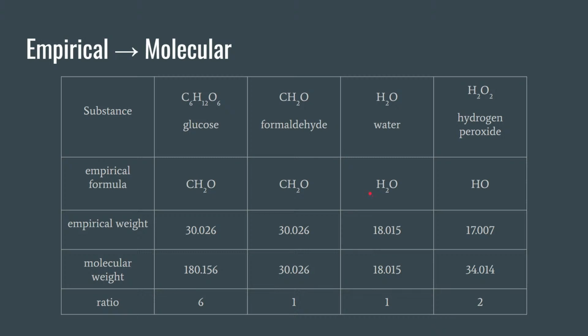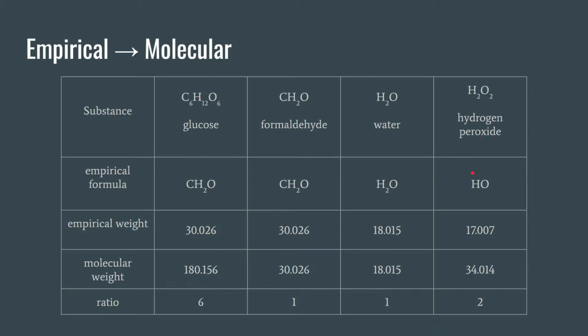Likewise, here's H2O. Empirical formula, H2O. Empirical weight, 18.015. Molar mass, molecular weight, 18.015. A divided by B gives us 1, so the empirical and molecular formulas are identical. But for this, the empirical formula is HO. The empirical weight is 17.007, but the molecular weight is 34.014. A divided by B gives us 2, meaning that the empirical formula shows up twice in the molecular formula. So the actual formula is H2O2, hydrogen peroxide.